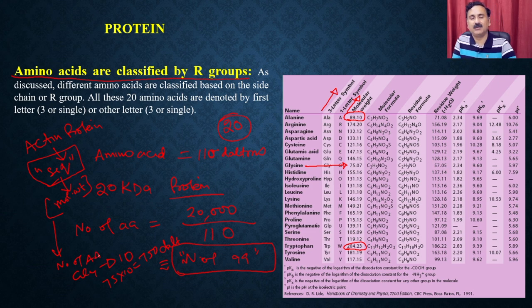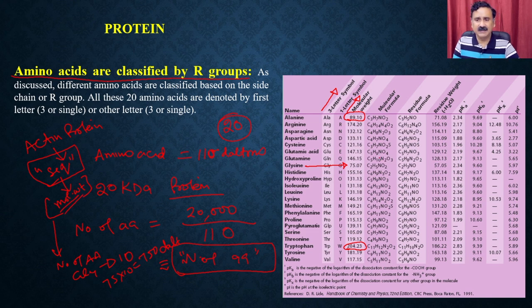You are going to count the number of other amino acids, like how many aspartates are present, how many arginines, how many lysines, how many tryptophans, and then you just keep multiplying like that. If you add all those numbers, it is going to tell you the molecular weight of the actin protein.